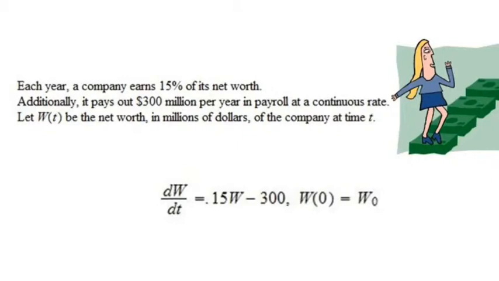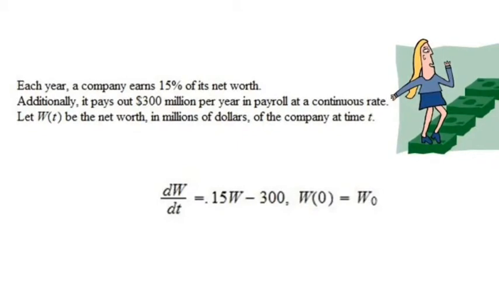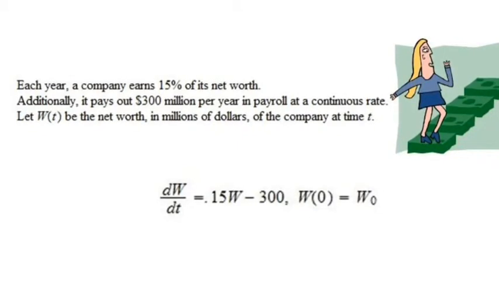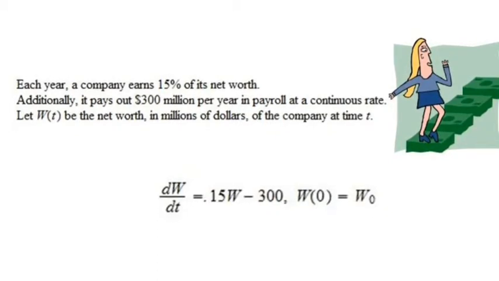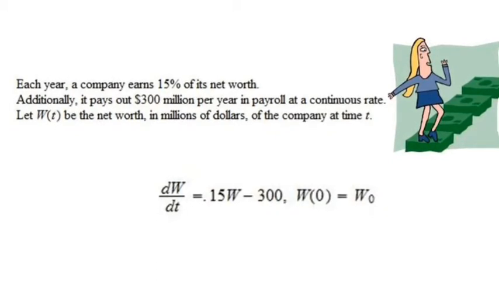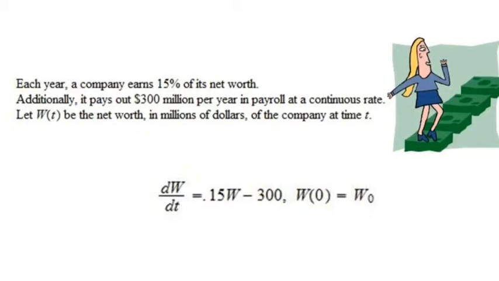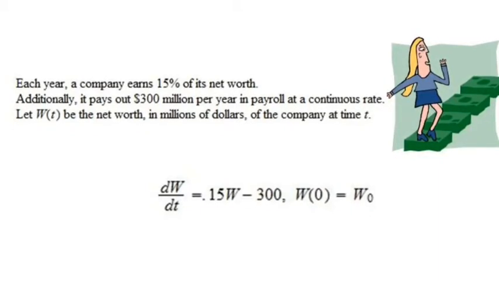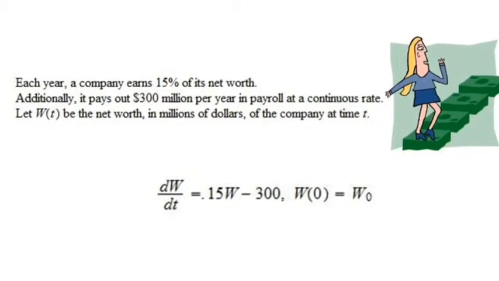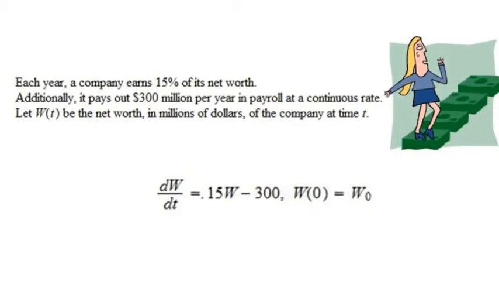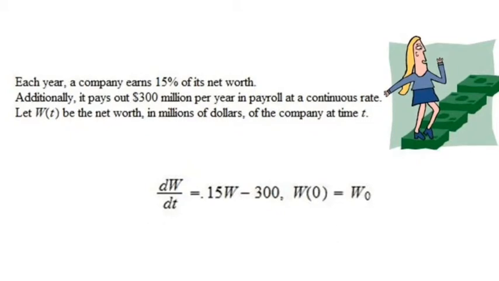You'll notice I made an initial value problem somewhat by saying W of 0 equals W0. That's saying that there is an initial value, but of course, we don't know what it is at this point. We're going to want to look at the family of solutions. So the differential equation itself, wealth is changing for 2 reasons, or worth, I should say, is changing for 2 reasons. You're gaining 15% per year with the wealth you already have.